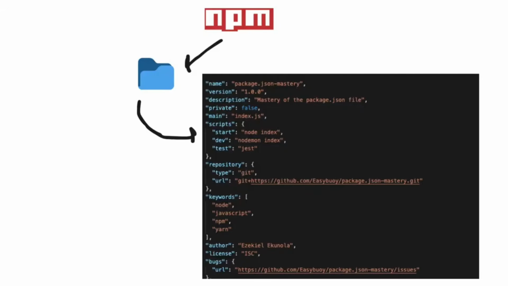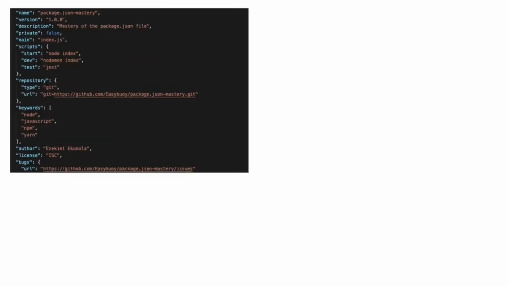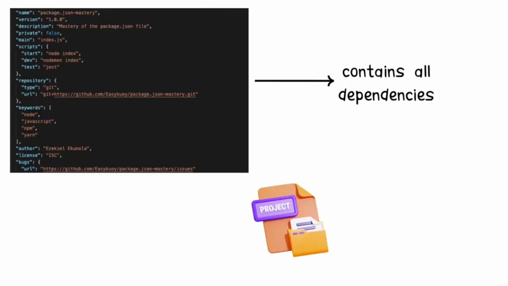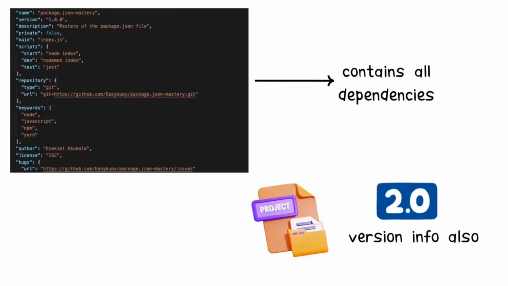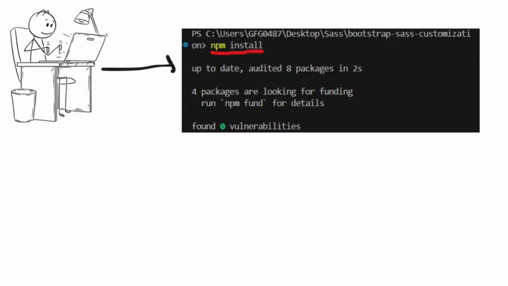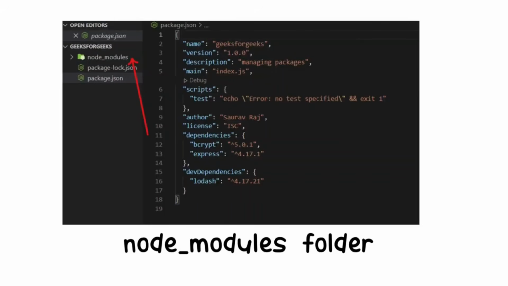Every NPM project contains a file called package.json. This file lists all the dependencies your project needs and the versions it can use. When you run npm install, NPM reads this file, downloads the required packages from the NPM registry, and stores them in a folder called node_modules.